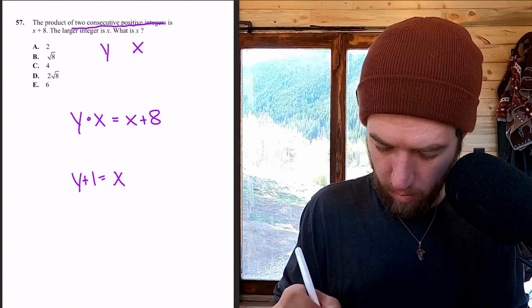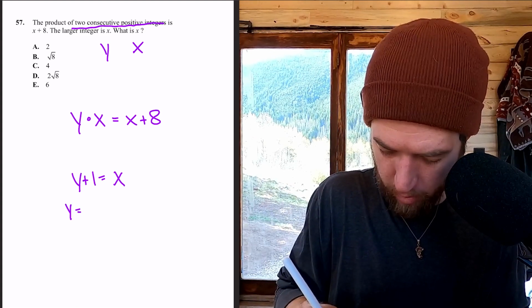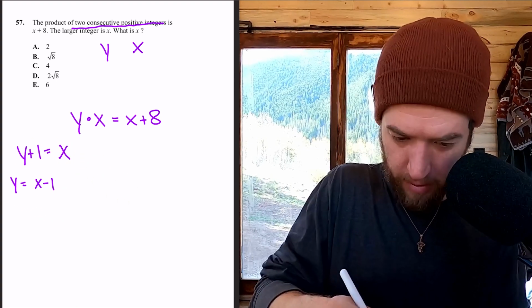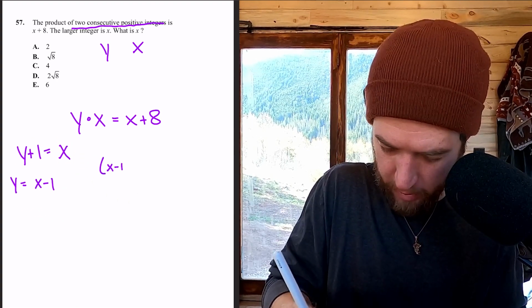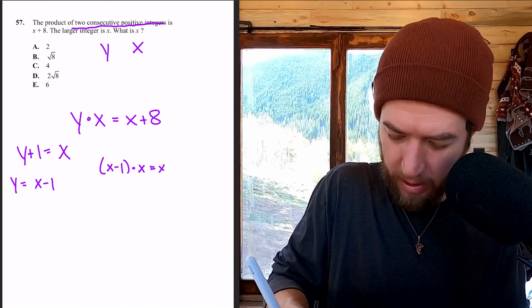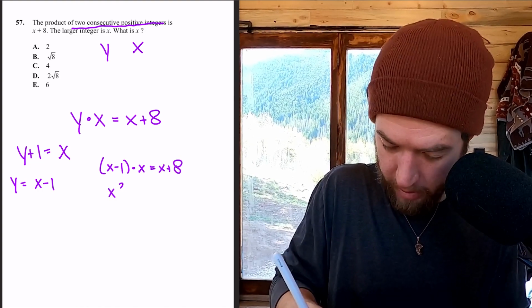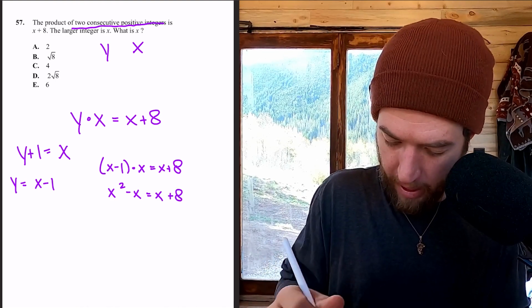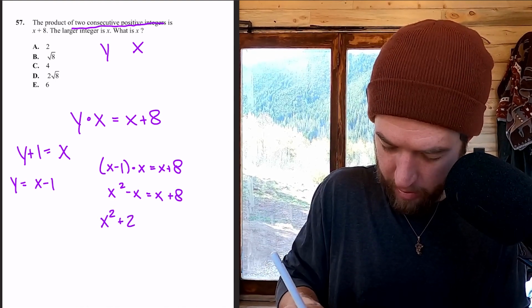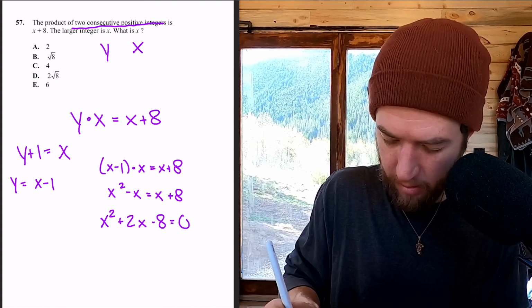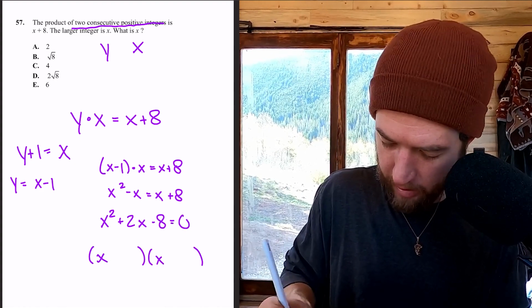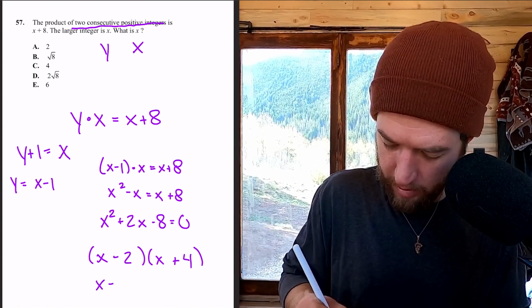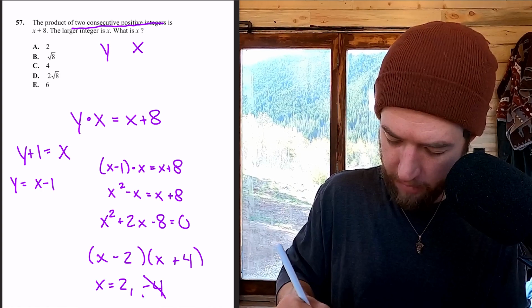So we know that y equals x minus 1. Okay, so I'm going to take that information kind of off to the side here and plug it in. So x minus 1 times x equals x plus 8. So therefore, x squared minus x, I might be getting in a little over my head here. x squared plus 2x minus 8 equals 0. Let's see. x and x. So this is negative 2 and positive 4. So x equals 2 and negative 4, but it's a positive integer, so x equals 2.